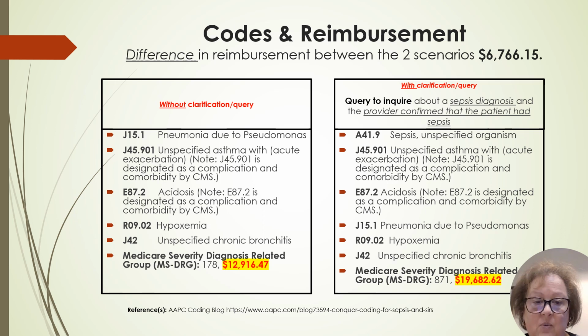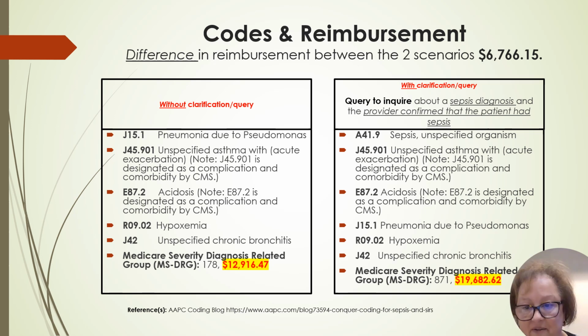So therefore, we were able to change the medical severity diagnosis related grouping 178, with the reimbursement of approximately $13,000, to that of group 871, that is a more accurate reflection of the intensity of resources, the severity of illness, and the risk of mortality for this patient, that had a bigger reimbursement of approximately $20,000. So this is $6,766.15 for this patient account. Now think about that.